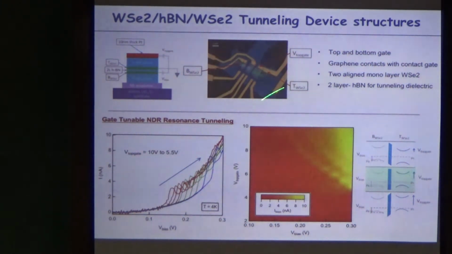And if you look at the details, this NDR behavior can be tuned by the gate voltage as well. It tells us that indeed the band alignment is important. If you look in a little more detail, this is based on resonant tunneling, where 2D momentum conservation is important, and that's why we get this type of NDR effect. Okay, this is not deep physics, but at least it starts to demonstrate that we can build functional devices based on this Van der Waals stacking and making reasonable contacts.